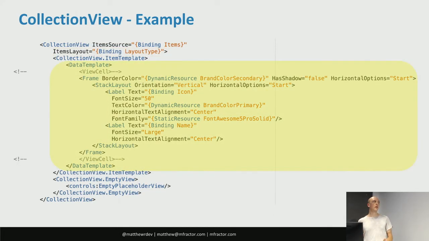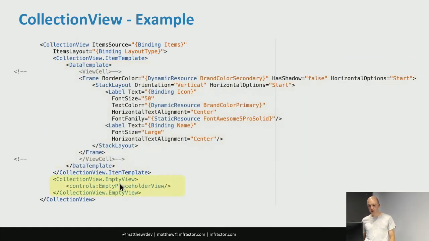We have the normal item template, so data template. You'll notice here that I don't have a view cell. The concept of view cells for a collection view at least is being deprecated, so there's no need to have that other level of abstraction. Actually, if you have a view cell here, your app will crash. Again, another thing that I reported to them.